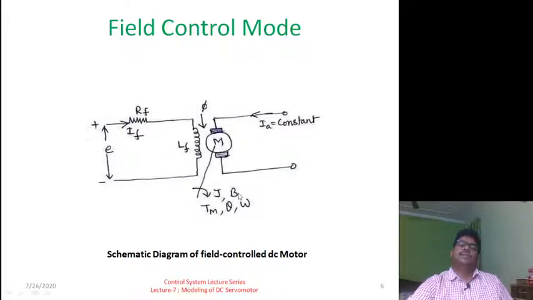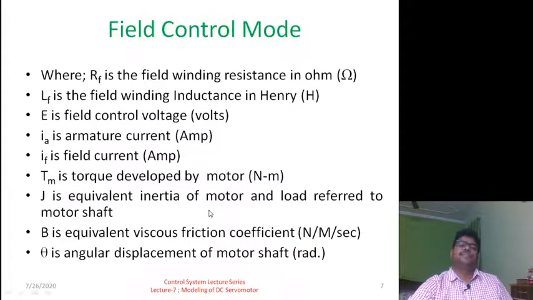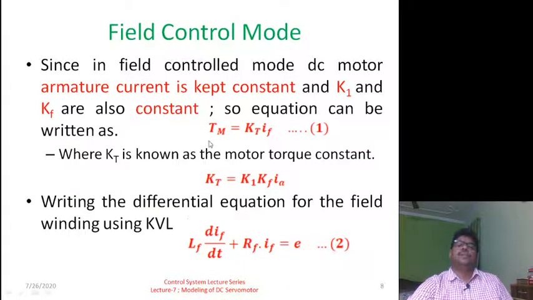and the system has some inertia J, and there are frictional forces in the form of viscous friction, that is represented here. So the developed torque, as we have seen, is equal to Kt into If, where Kt is K1, Kf, Ia. These are constants. So the developed torque basically depends upon the field current. Armature current is constant, so this will be governed by the field current.